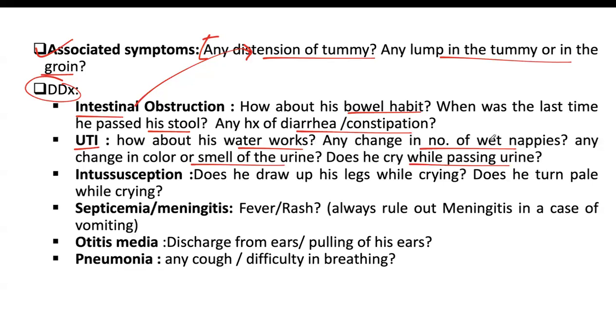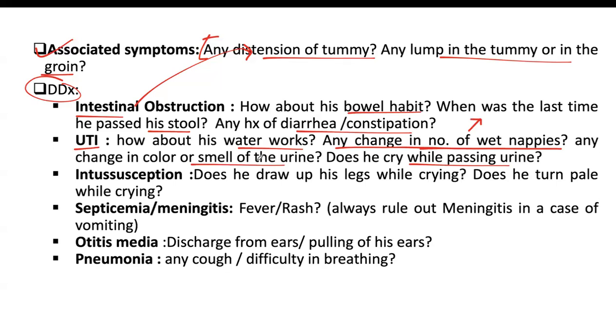And why do we ask about the wet nappies? Because if a child is vomiting, the child can get dehydrated. To find out if there is any dehydration happening, there will be a reduction in the number of wet nappies if the child is not having enough urine. Okay, so this is a very common question we ask in pediatrics, any change in number of wet nappies, mainly to assess dehydration from vomiting.